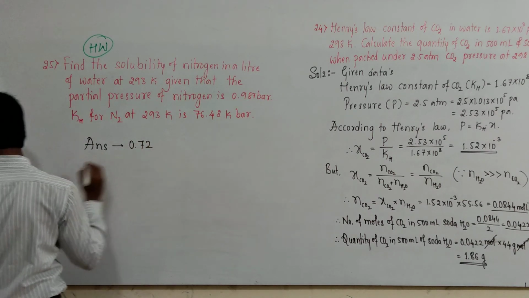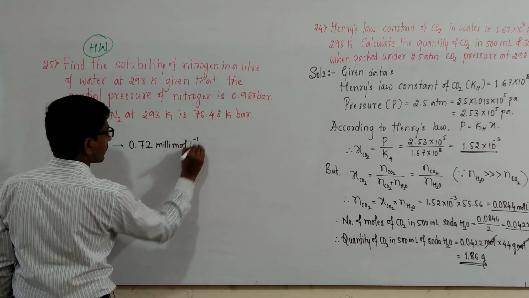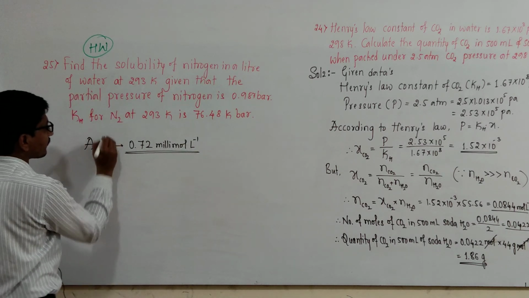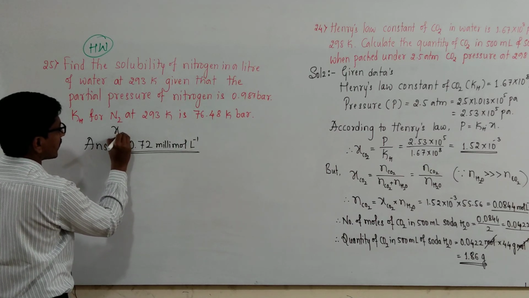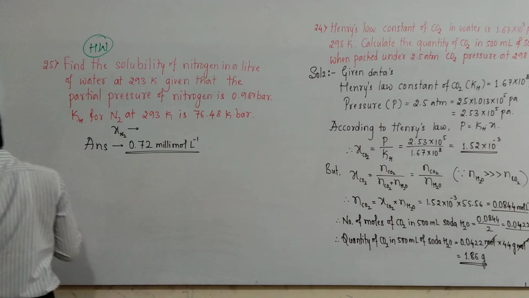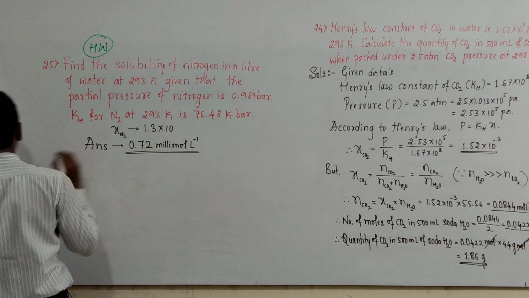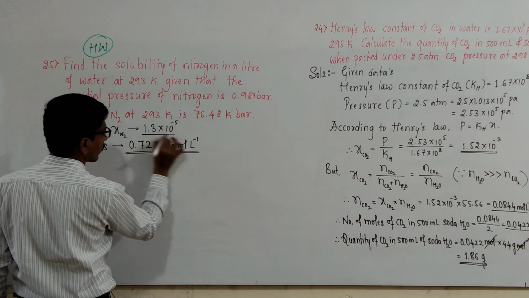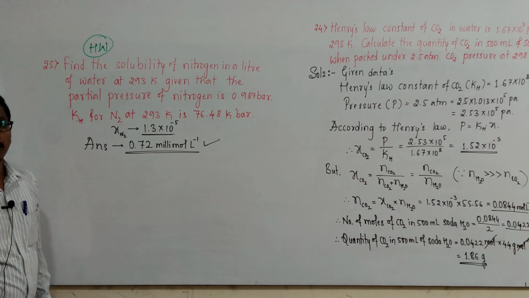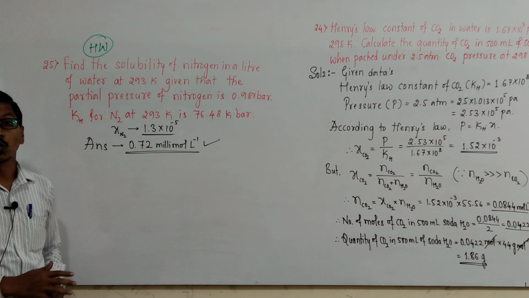The answer for this is .72 millimole per liter. This is the final answer, that is solubility. And the xN2 value that comes is 1.3 into 10 raised to minus 5. You have to calculate these two values, and the final answer is this. Okay, next class we will solve some problems based on vapor pressure and Raoult's law. Okay, thank you.